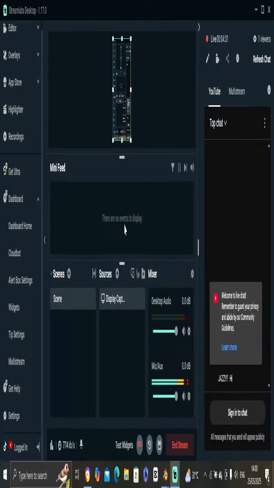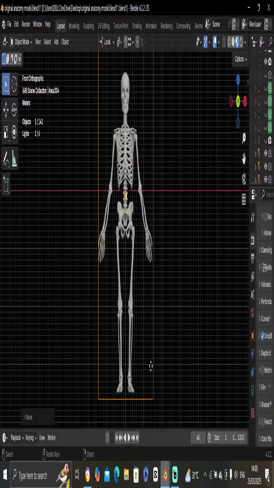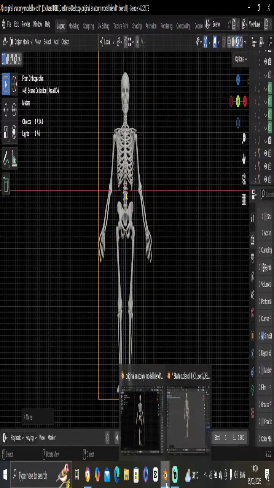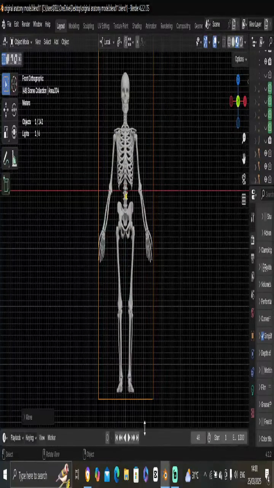All right, good evening everyone. Welcome to our live session. Today we'll be discussing in details the osteology of the upper limb. So we have our 3D models ready. We have two models of the skeletal system.